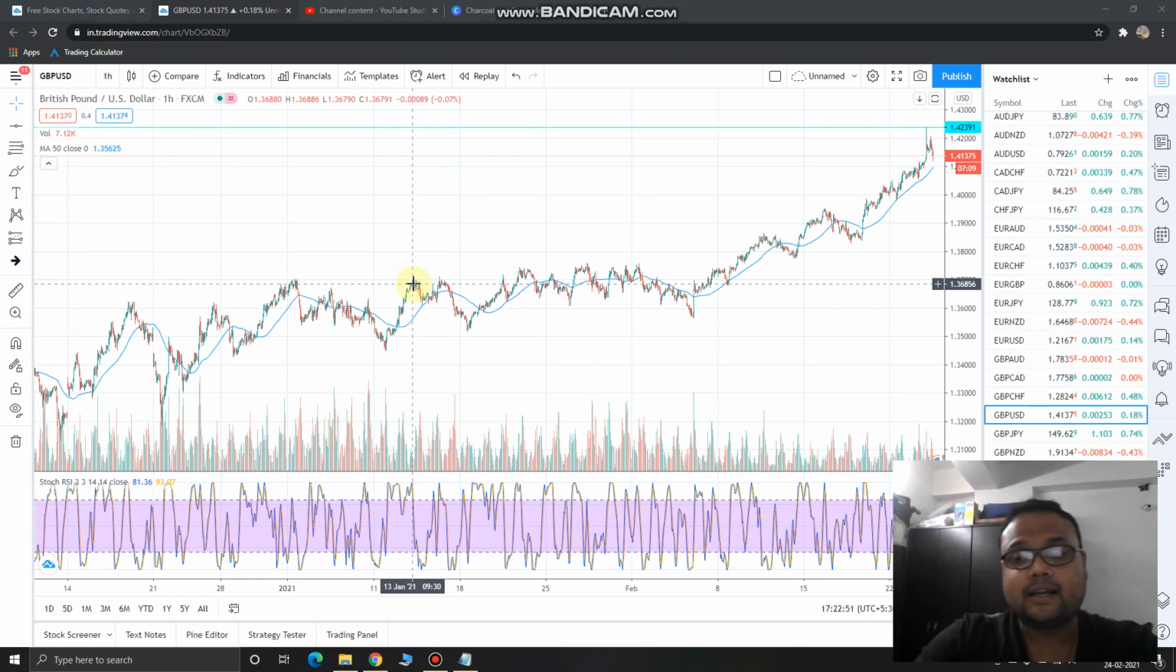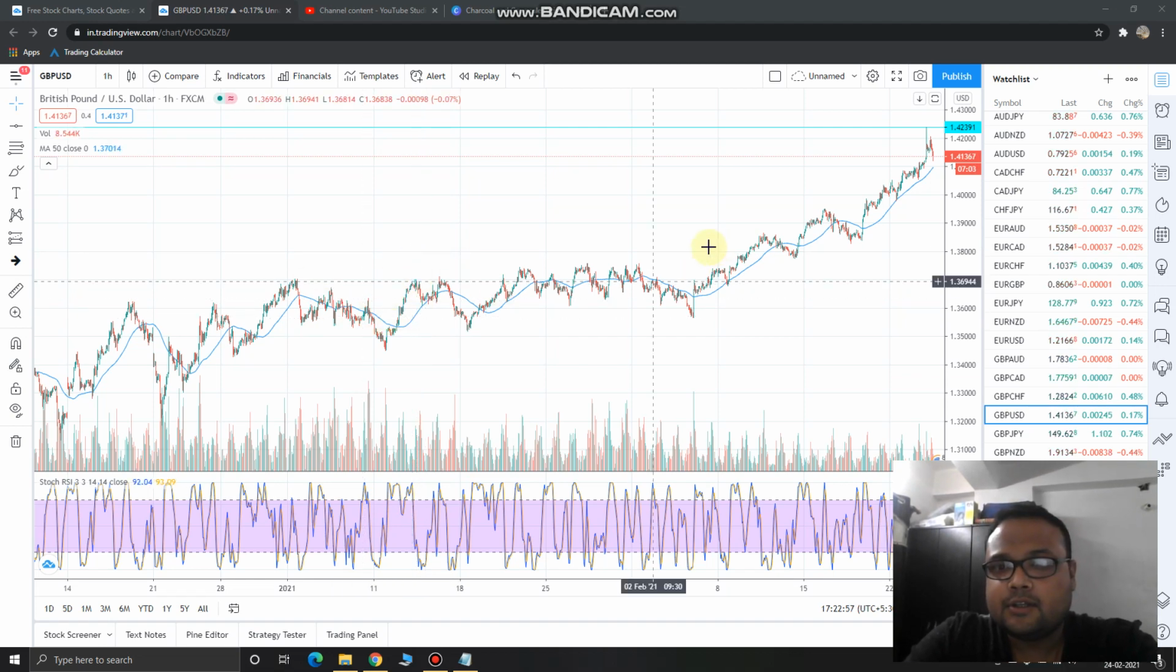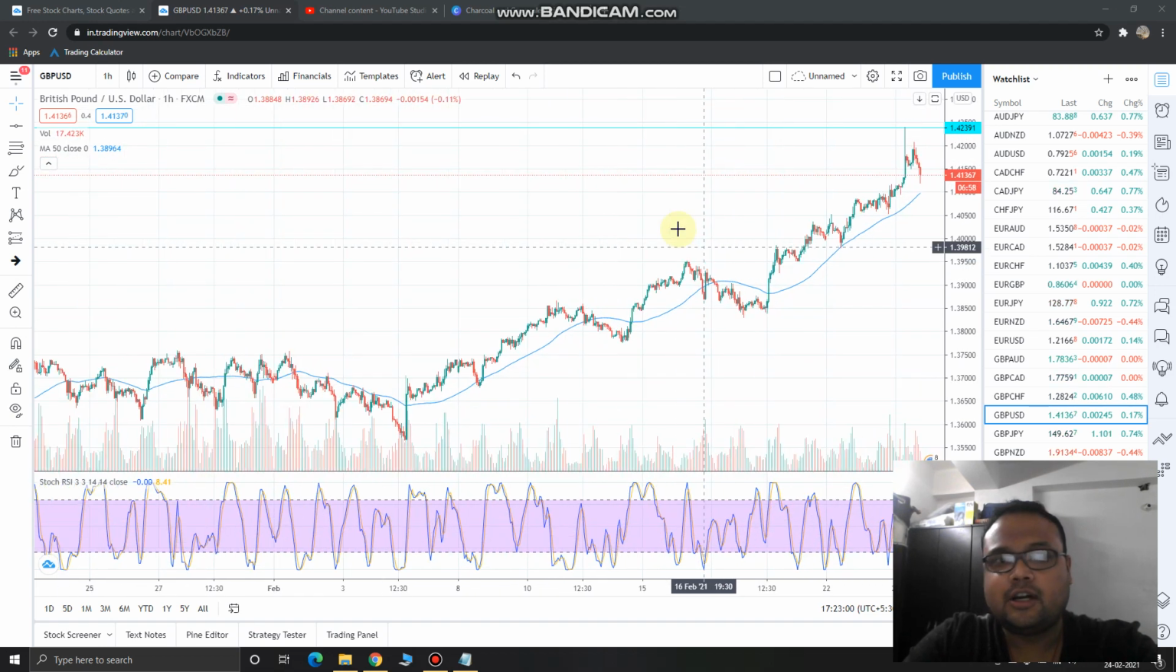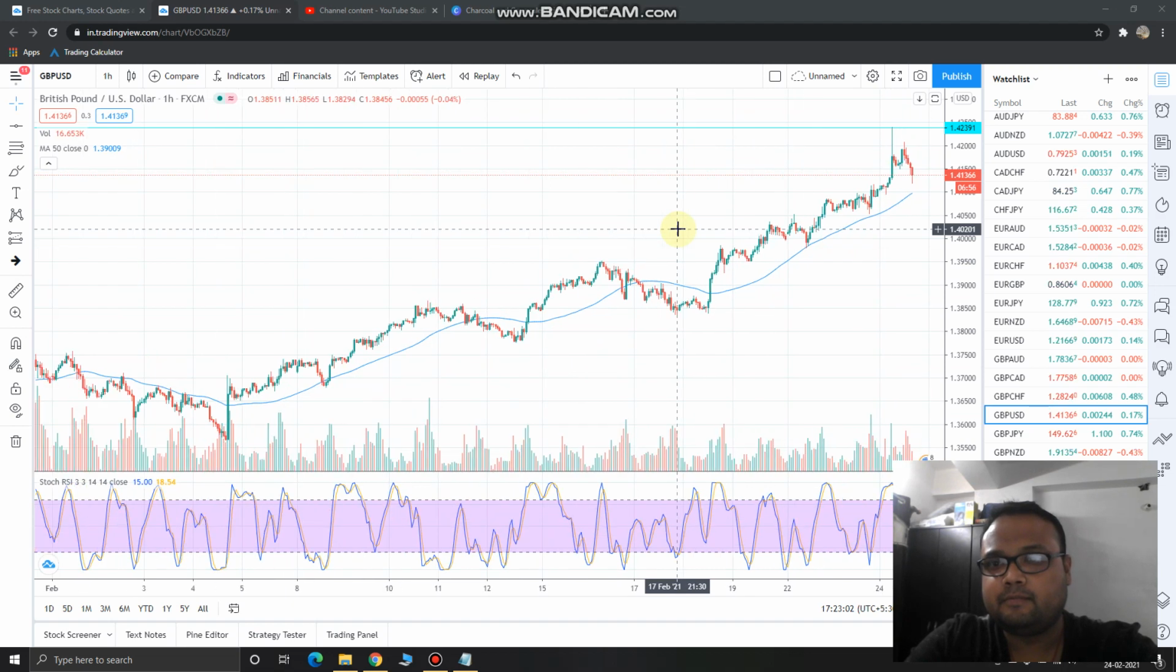So this analysis is valid for today only. Okay. Tomorrow I'll come down again with tomorrow's analysis. Okay. So let's look at the chart of British pound and US dollar.